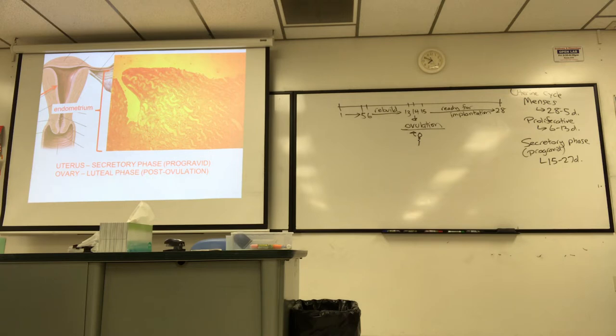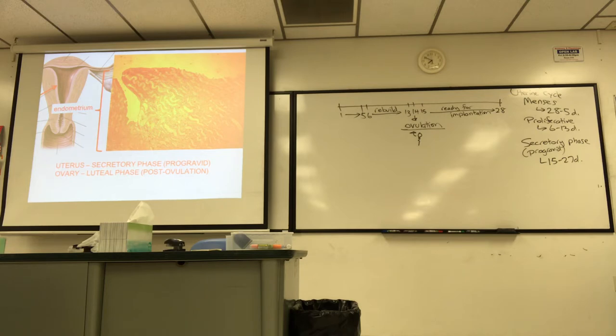Remind me on the menses part. We're sloughing off all the glands. You slough off just the functional layer of the endometrium. Just the functional layer. That's what comes off. The basal layer and also the myometrium, none of that sheds off. Okay, thank you. Any other questions?